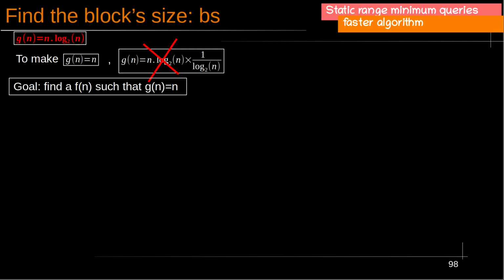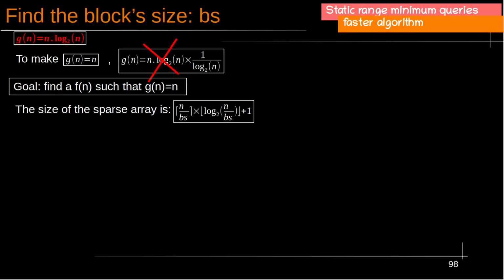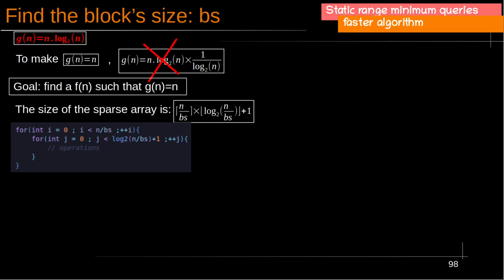You have to find this. Don't forget that the size of the sparse table on the array of blocks is n over bs times log base 2 of (n over bs plus 1). So we have to compute the number of operations, our function fn, on this preprocessed array.